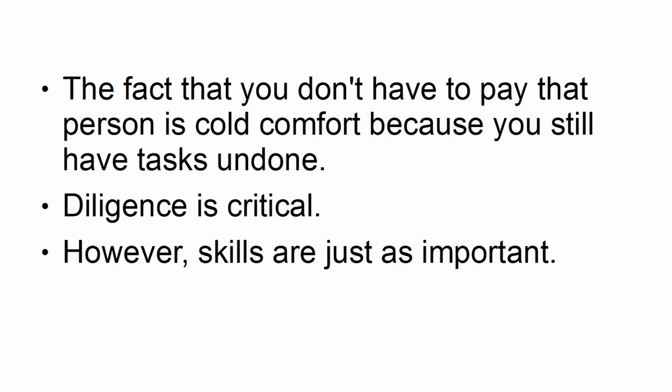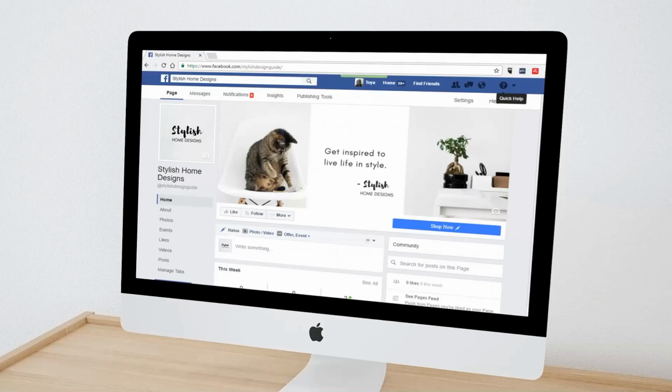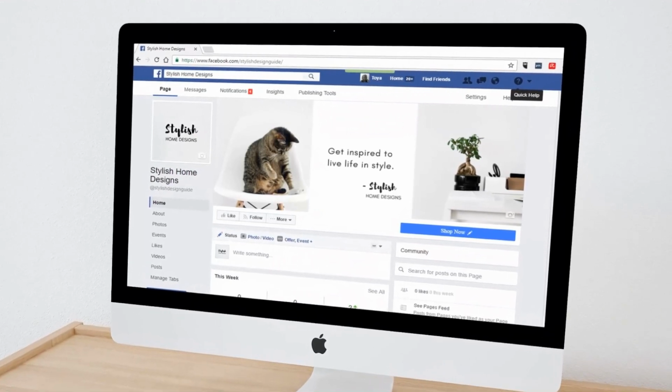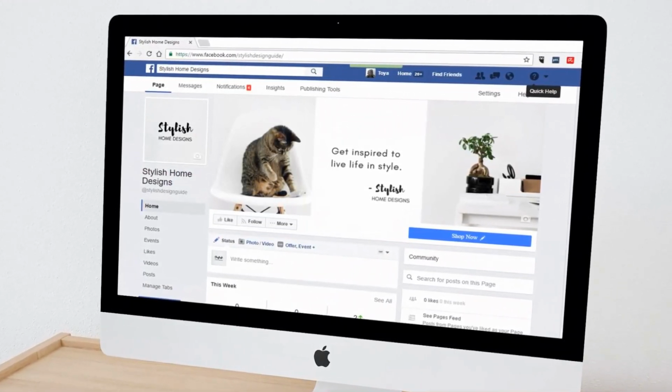Diligence is critical. However, skills are just as important. Make sure that they can do the job. Whether you're doing Facebook marketing, ad management, social media marketing, or content marketing, the VA you select must do a good job. Start your VA slow and low.